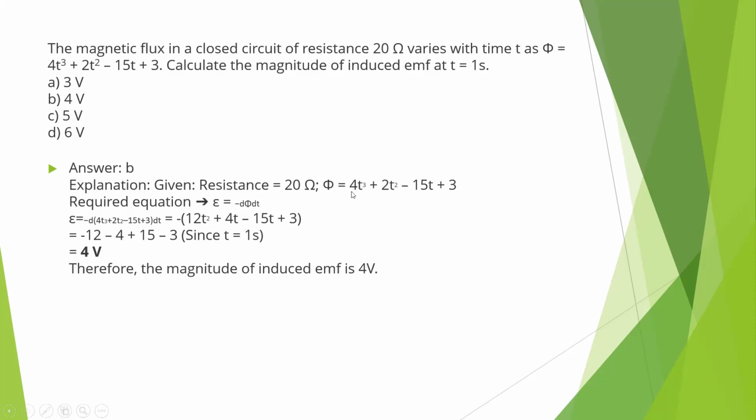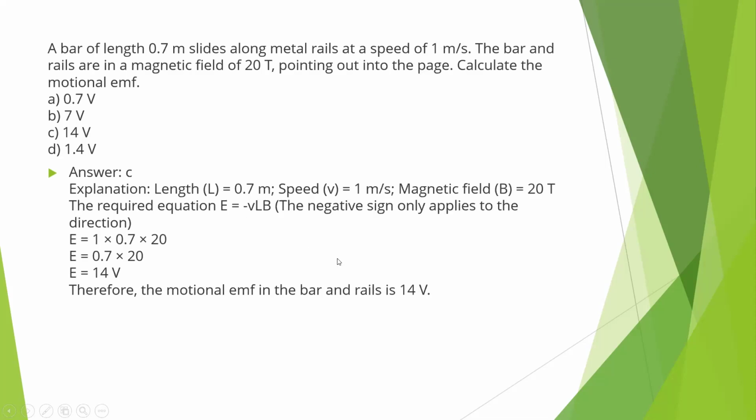So dφ/dt, t is your variable. So differentiating, 4t³ gives 3 into 4t², that is minus 12t². Then 2 into 2, that is 4t, minus 15t plus 3. So it is minus 12 minus 4 plus 15 minus 3, since t equals 1 second, which is equal to 4 volt. So the magnitude of the induced EMF is 4 volt.